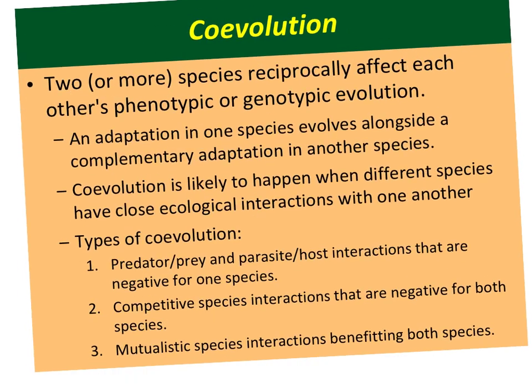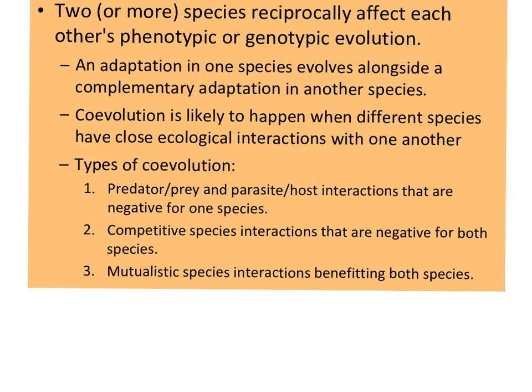And there are predator-prey and parasite-host interactions that are negative for one species. In other words, one species preys or survives on the suffering and death of the other one. And then there are also competitive species interactions that are negative perhaps for both, or more so for one than the other, where, let's say, two species are competing for a similar resource.